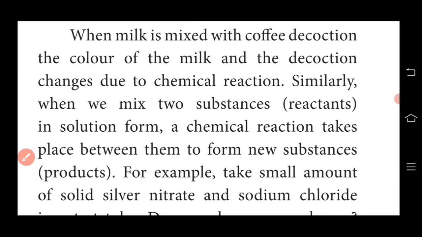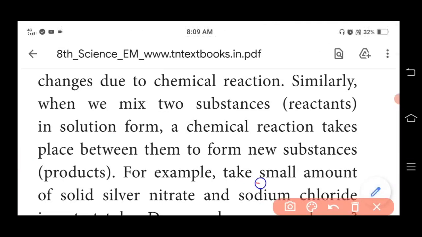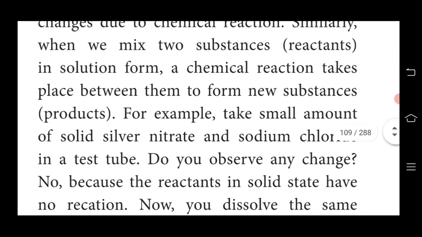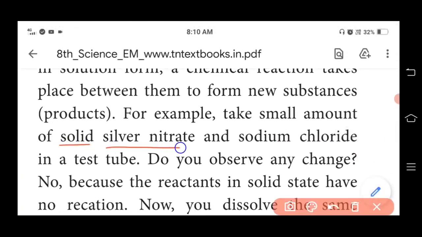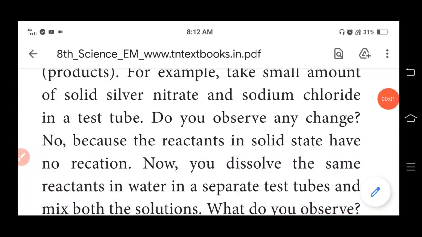to form new substances, which are known as products. For example, take a small amount of solid silver nitrate and sodium chloride in a test tube. Students, we are not able to see any change because the reactants are in solid state.